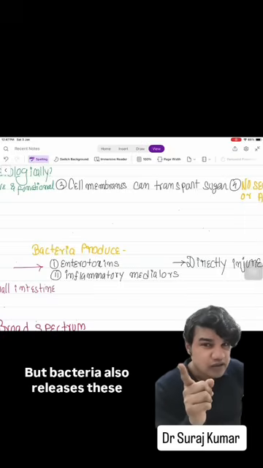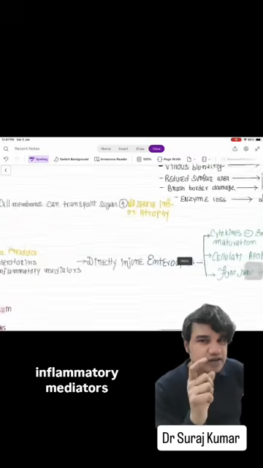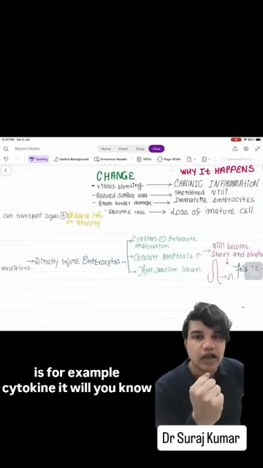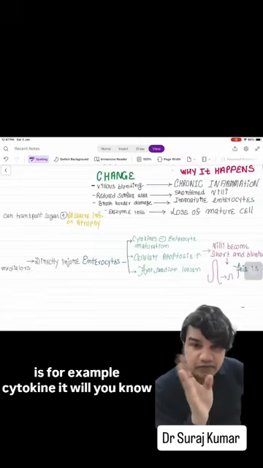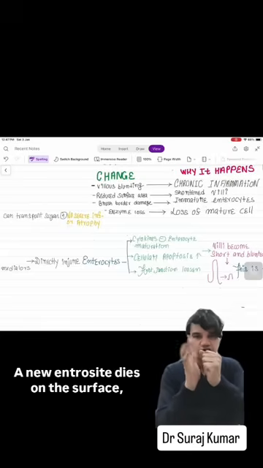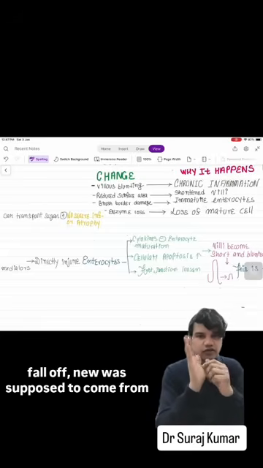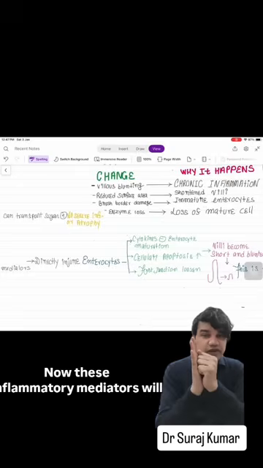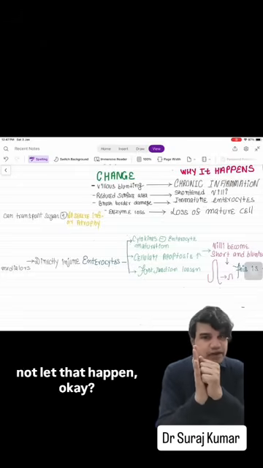But bacteria also release these inflammatory mediators. What the inflammatory mediators do, for example cytokines, is they will not let that happen. They will inhibit enterocyte maturation. A old enterocyte dies on the surface and falls off, and a new one was supposed to come from inside. Now these inflammatory mediators will not let that happen.